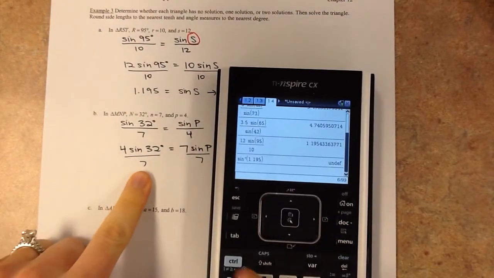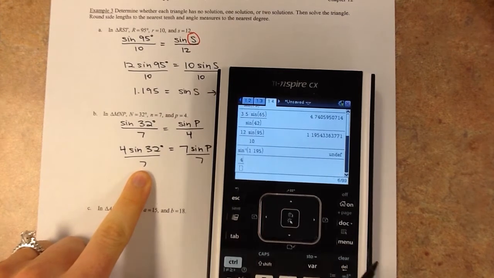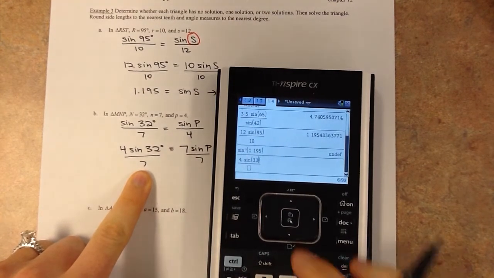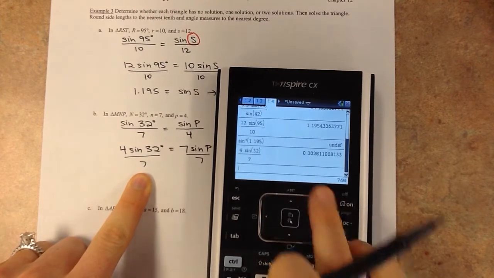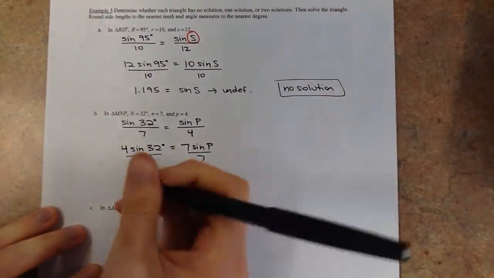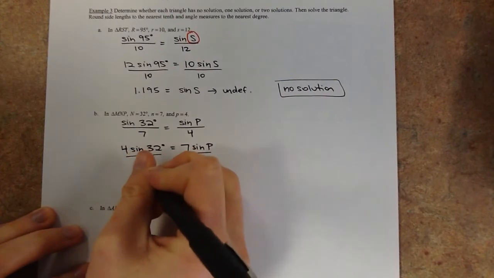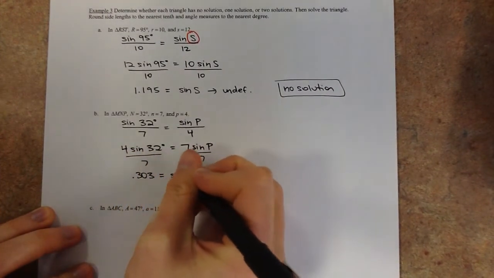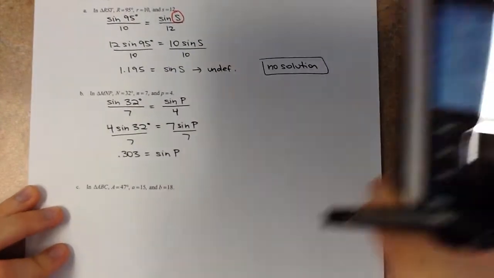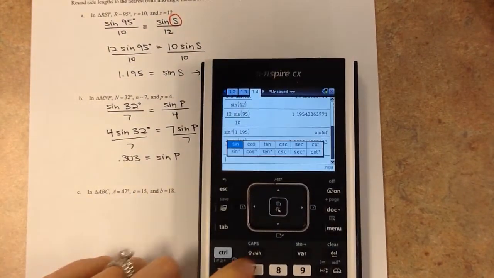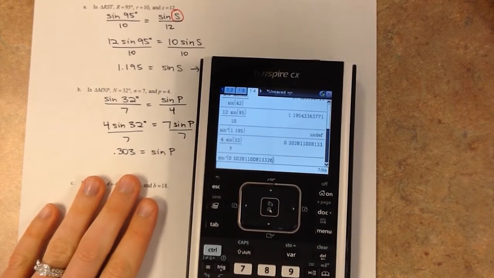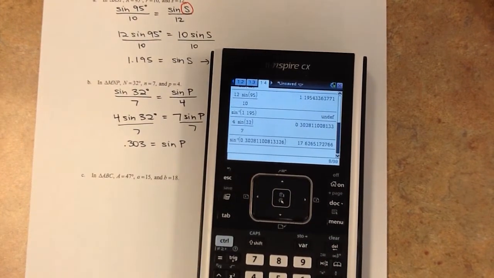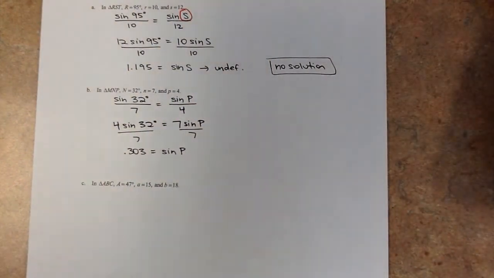So plug this side in. So 4 times the sine of 32 and then divided by 7. That gives us about 0.303. So again, don't round in this middle step here. It is not time to round yet. We'll round our final answers. So now we're going to take sine inverse, and I'm actually going to paste this whole thing so I can make my answer super accurate. Okay, so I get 17.6. Now would be the appropriate time to round.